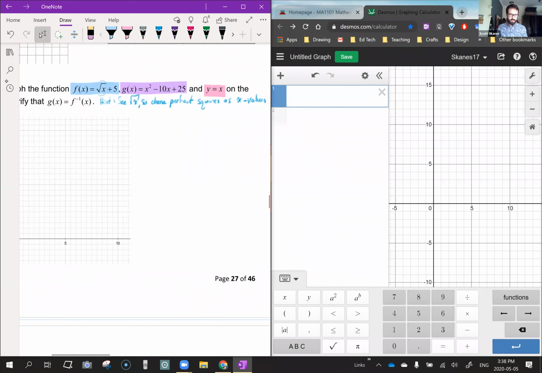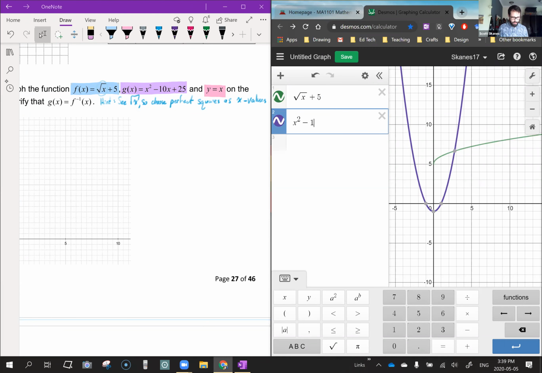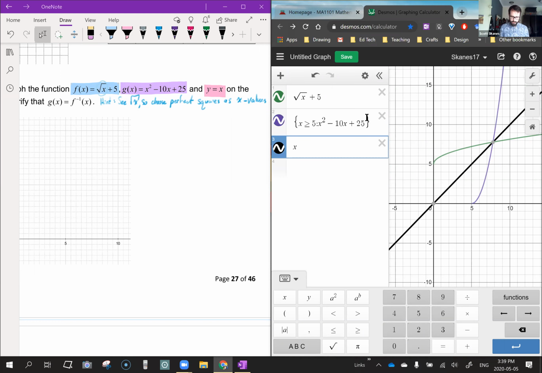So I'm gonna graph these three things. We'll know they're inverses if they are reflected about the line. So square root of x plus 5 is my first one. X squared minus 10x plus 25 is my second one. I'm going to restrict the domain on that. You don't need to worry about that too much. Just trust me. Let me see here. 4 and 5. Okay. Square root of x plus 5. This function. I would give you a slightly easier one, an x.